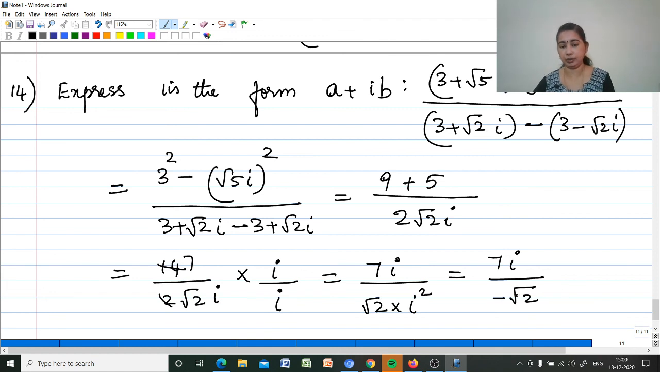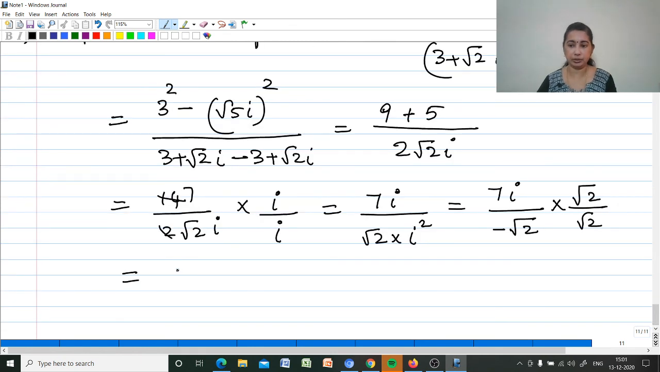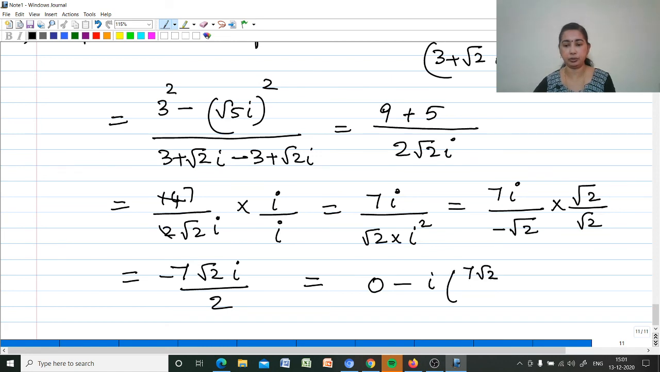So, again you can see that square root is coming in the denominator, so we have to multiply with root 2 itself again. So into root 2 by root 2, and that is equal to 7 root 2i, then minus sign we can take in the numerator, divided by root 2 into root 2 is 2. So we can write in the complex number form 0 minus i into 7 root 2 by 2. So now it is in the complex number form. So that's all in that exercise.